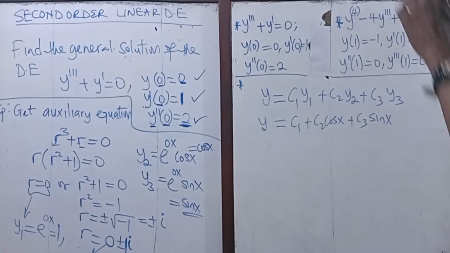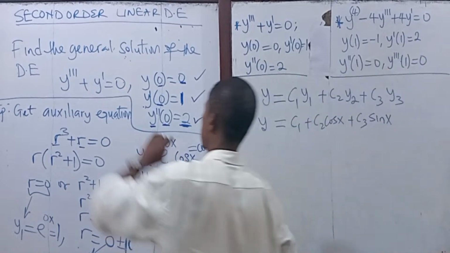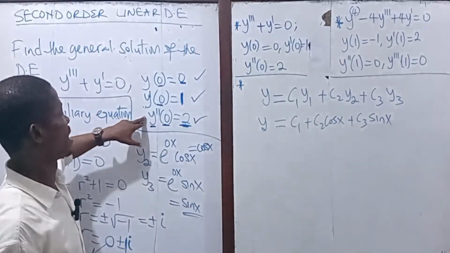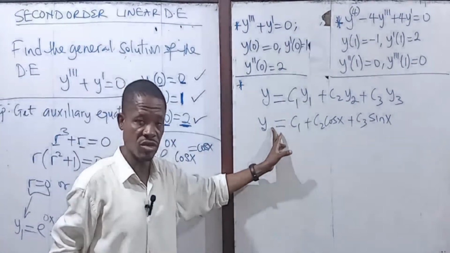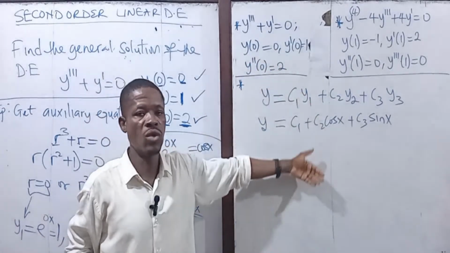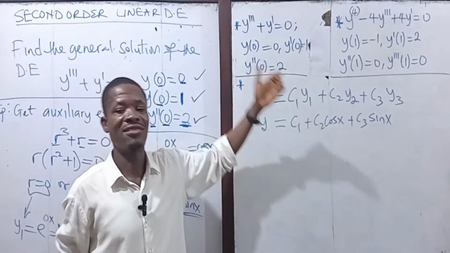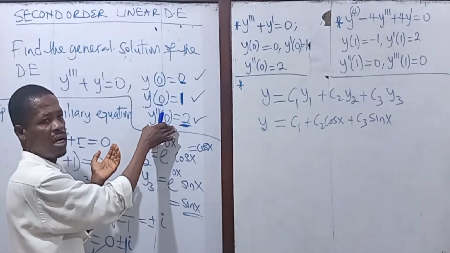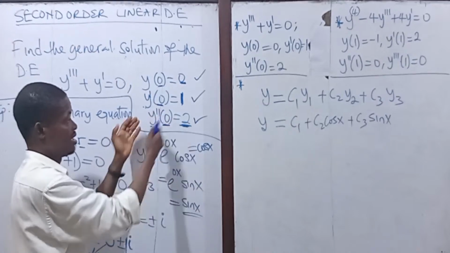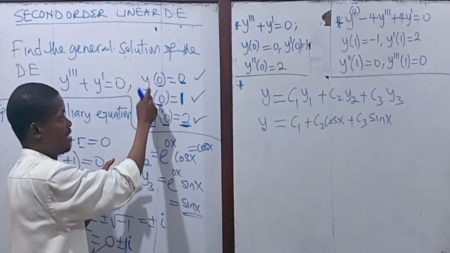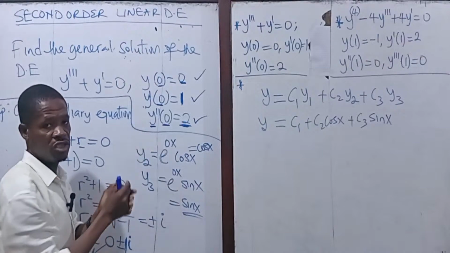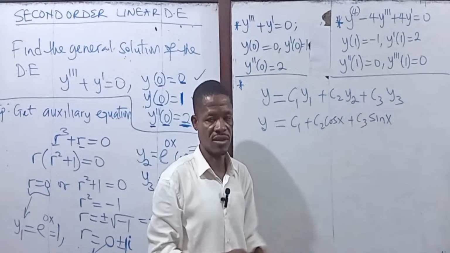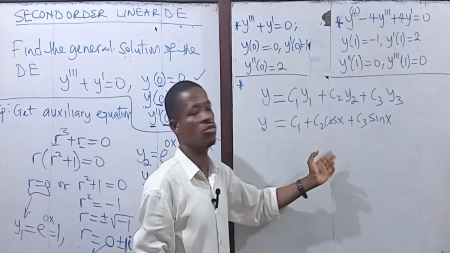That's not the end of the solution. We need to get the first differential of the general solution. We need to get the second differential of the general solution so that we can get the values of c1, c2, and c3. The essence of these initial value or boundary conditions is for us to get c1, c2, and c3.